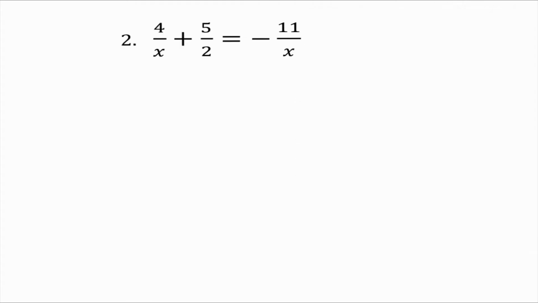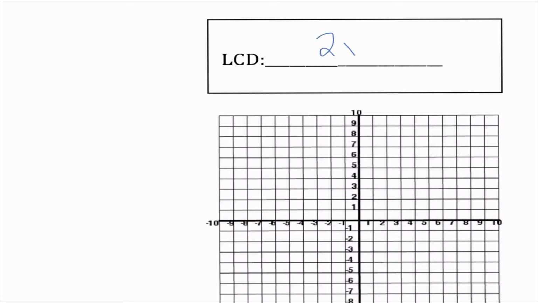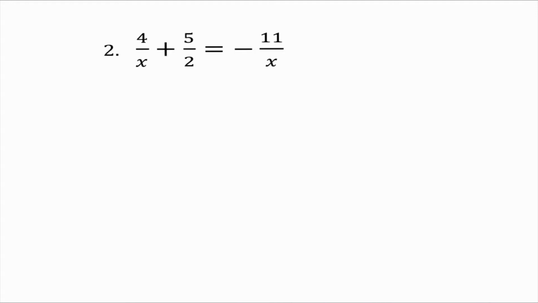So now let's look at number 2. Number 2, we have another equation here. The first thing I need to get is our LCD. And it appears as though our LCD is going to be 2x because those were the only 2 factors in our denominator. So now I'm going to multiply everything by 2x over 1.